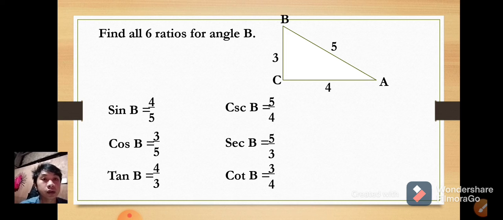Cosec is the reciprocal of sin B. So we have cosec B is equal to 5 over 4. Sec B is the reciprocal of cos B. So we have 5 over 3. Cot B is the reciprocal of tan B. So we have 3 over 4.